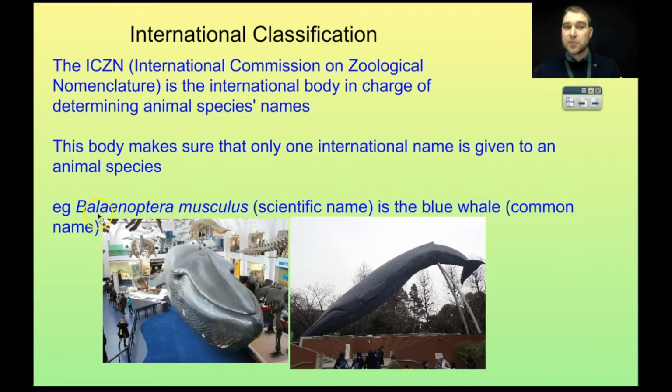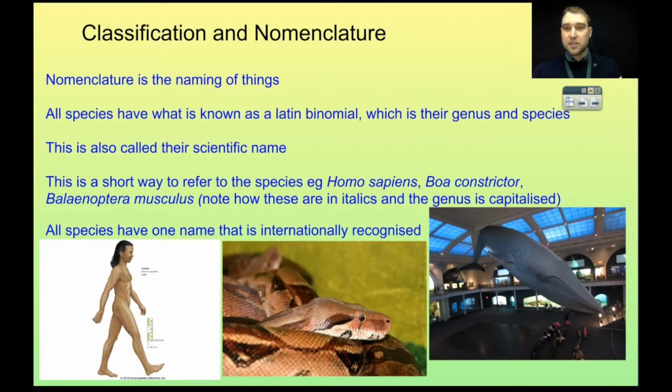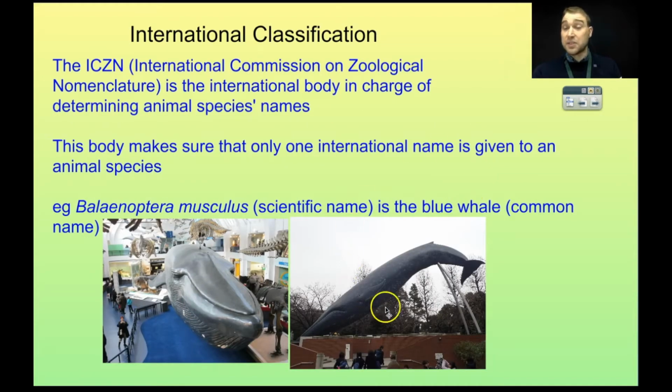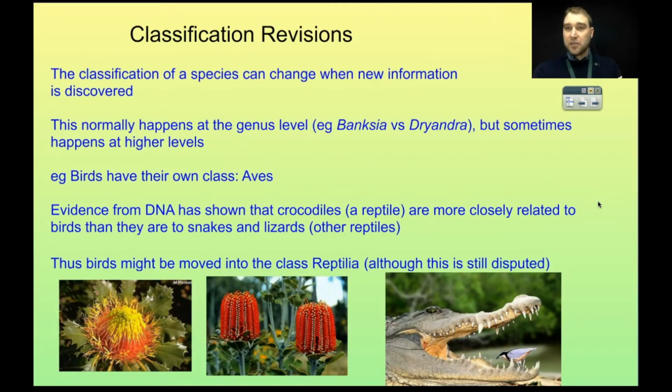So when I say Balaenoptera musculus, any other scientist in the world knows I'm talking about blue whales. These pictures here are blue whales that I've taken at various museums around the world. So this one is in New York, this one is in London, and this one's in Tokyo. It's interesting that large, important museums have a blue whale. I find that interesting.